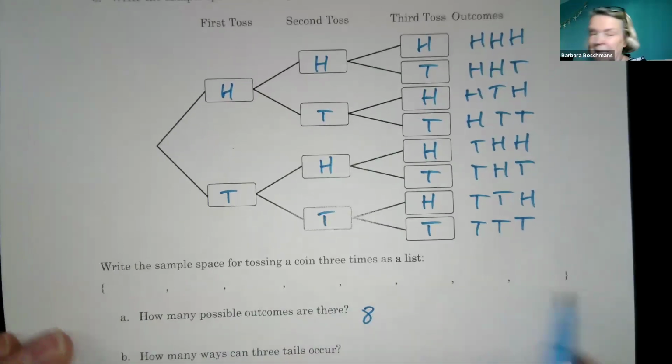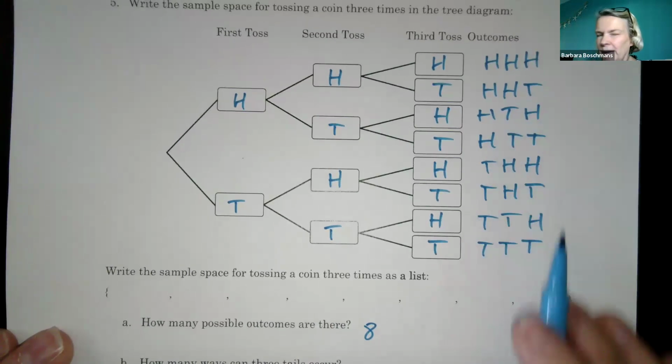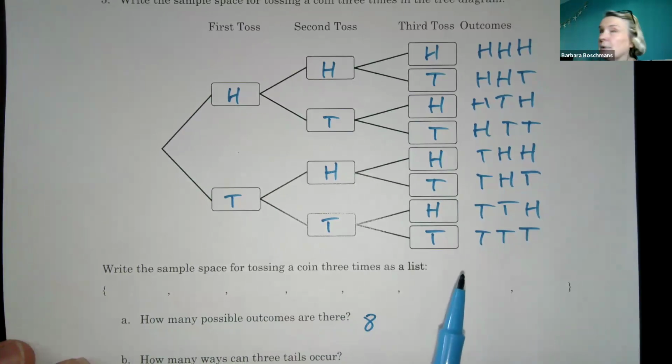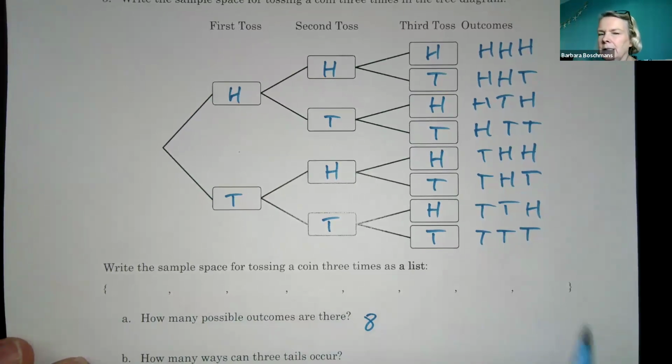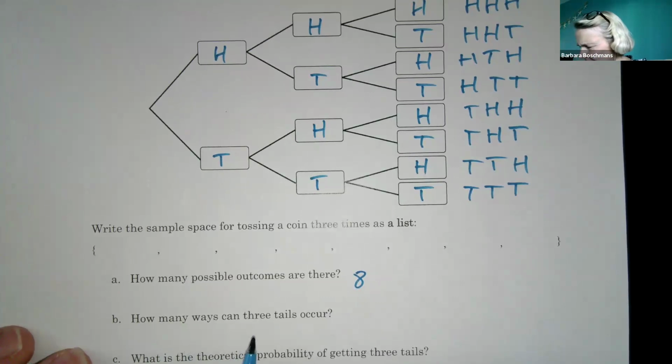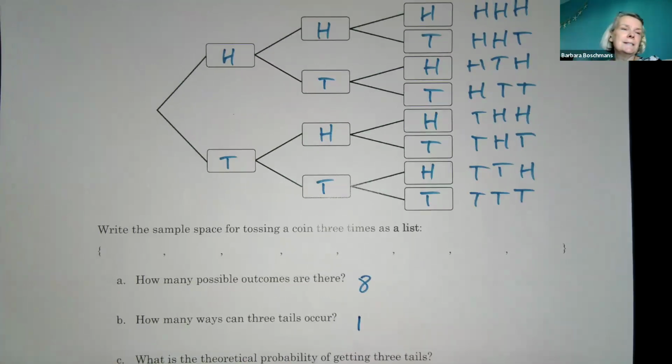Oh, it's asking us to write it as a listing. So just write all your outcomes down here in the curly brackets. A tree will keep you more organized, and it makes sure that you don't miss any. It's a little harder in a listing to know that you have them all. And how many ways can 3 tails occur? 1. There is a difference.